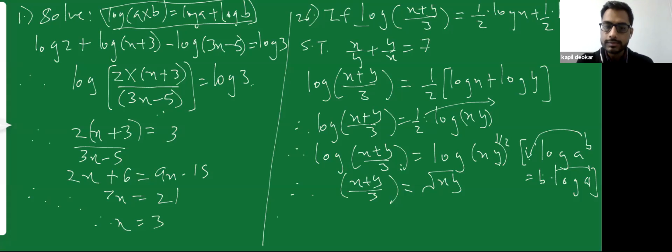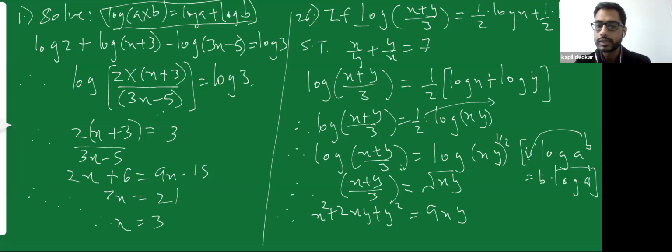That means under root of xy. Square on both sides. Squaring on both sides, I will get (x plus y) the whole square, that is x square plus 2xy plus y square upon 3 square, which is 9, and take 9 to other side, so I'll get 9 times the square root of xy squared, which is xy.